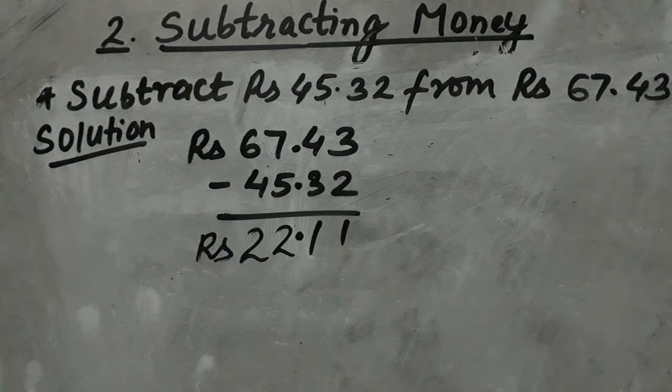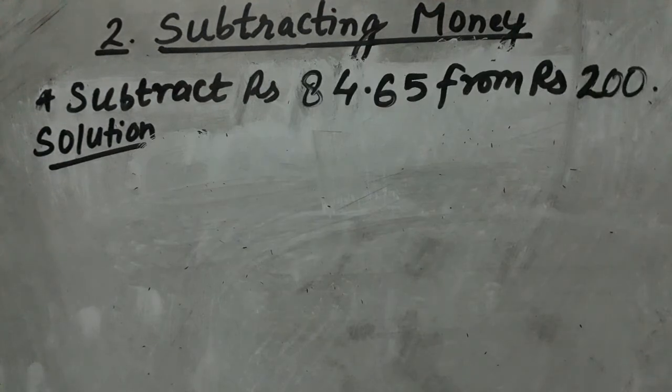Now students, let's move towards another question. The question is: subtract rupees 84.65 from rupees 200, which means we have to subtract rupees 84 and 65 paisa from rupees 200. As I have already explained which amount should be kept first, here we are going to keep rupees 200 above and rupees 84.65 below.